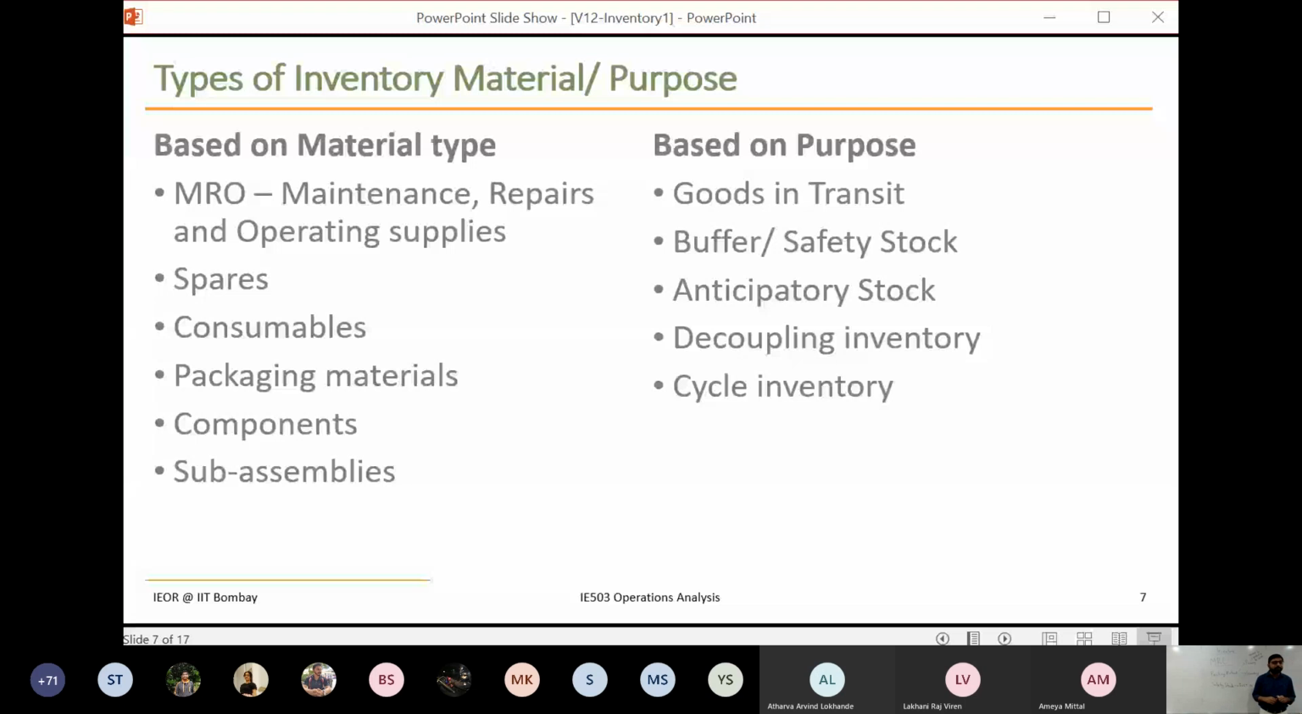Decoupling inventory, anyone want to venture a guess? We have not discussed this, but want to venture a guess. Sir, it is like a safety stock when, for example, there is a hitch or stoppage in production, so some part is kept aside so that it can be used.